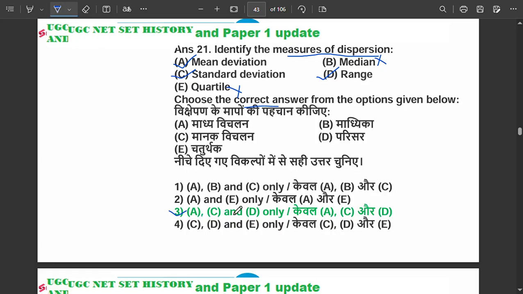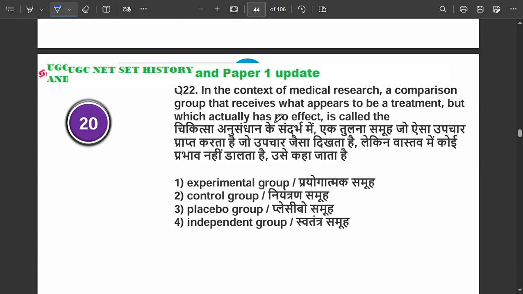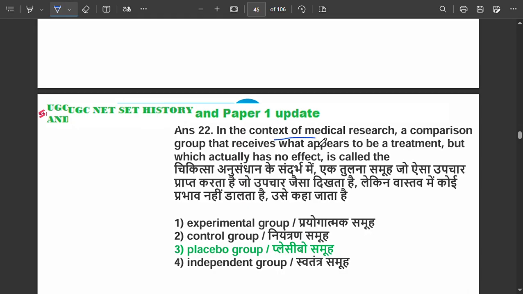Next, question number 22. In the context of medical research, a comparison group that receive what appears to be a treatment but which actually has no effect is called the option number 3, placebo group. Let's see it once more. In the context of medical research, a comparison group that receives what appears to be a treatment but which actually has no effect, it is called the placebo group. Option number 3.